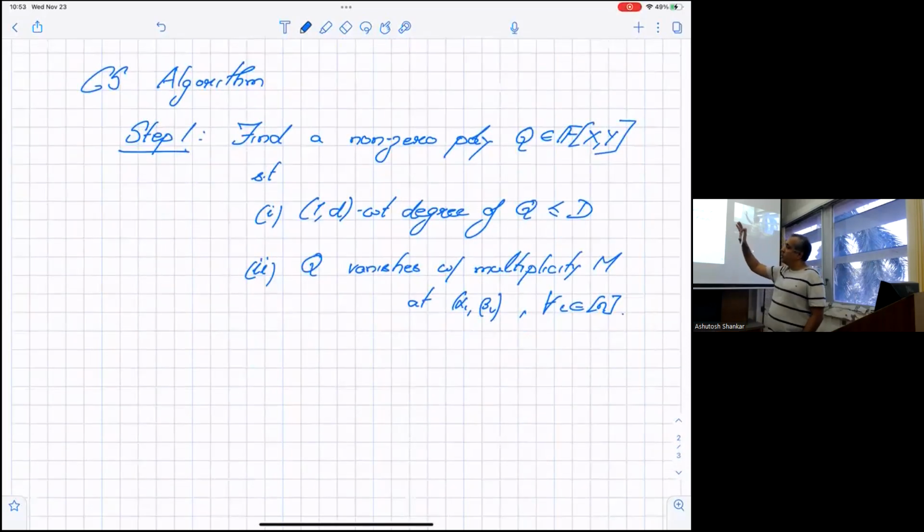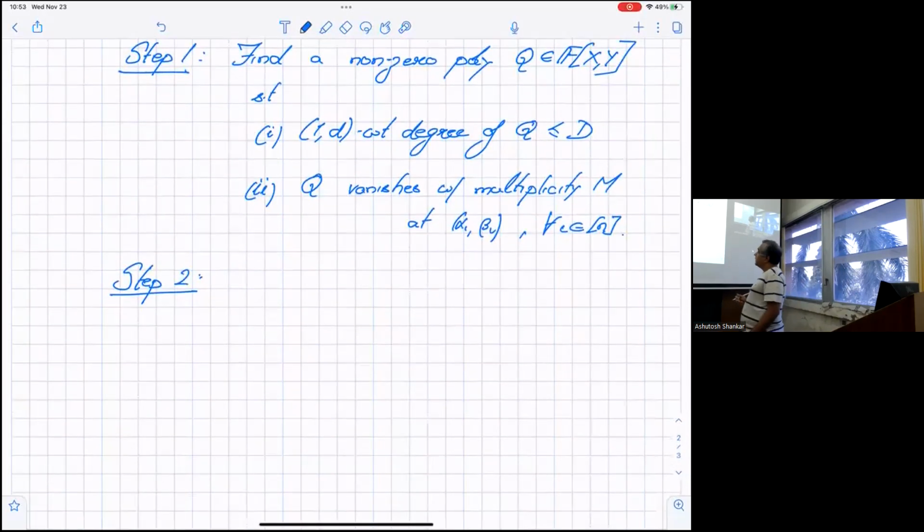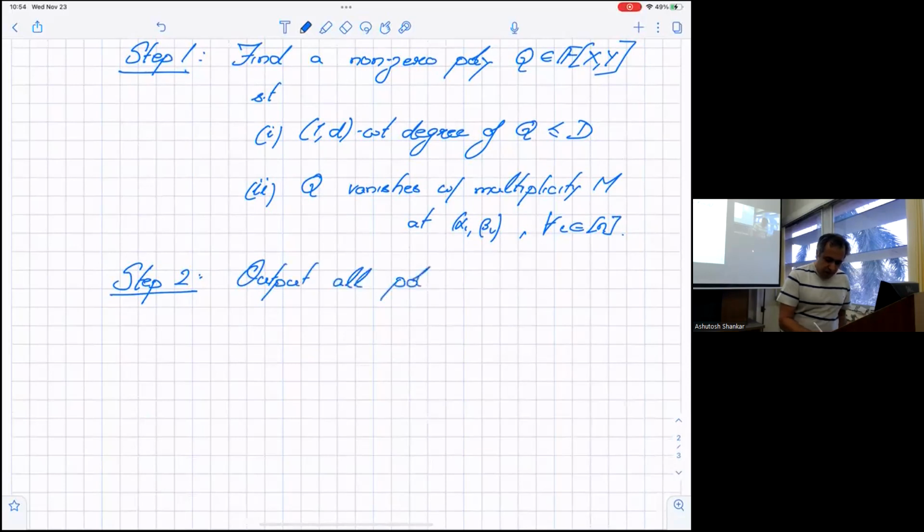So the data came as n pairs. You now gave it an explanation by a Q. And step two. Let's say what step two does. Step two is basically find and output all polynomials P of degree less than or equal to D, such that Q of X comma P of X was identically zero.